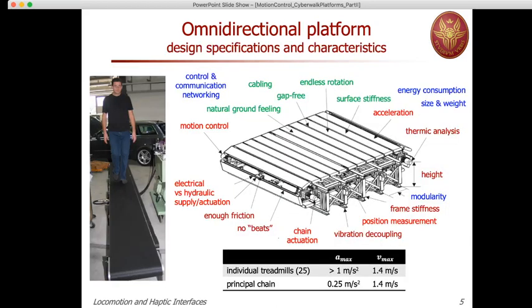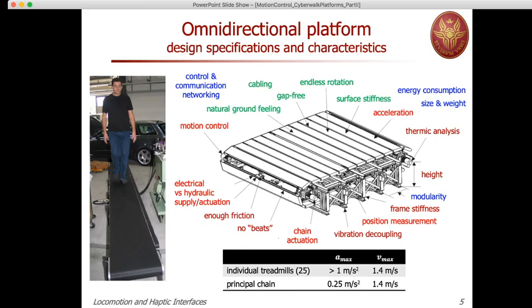In doing the design, there were many specifications and different aspects that were desired by a possible end user. On the left-hand side picture, you can see Martin Schweiger, a PhD student of the Technical University of Munich, the mechanical part, who was the actual designer of the platform, walking on a commercial treadmill.